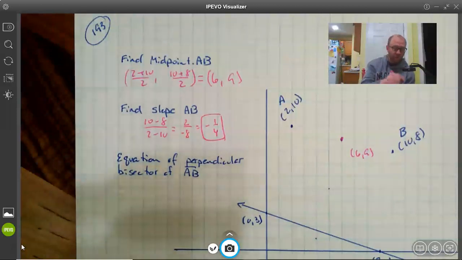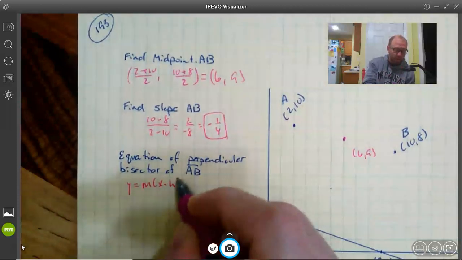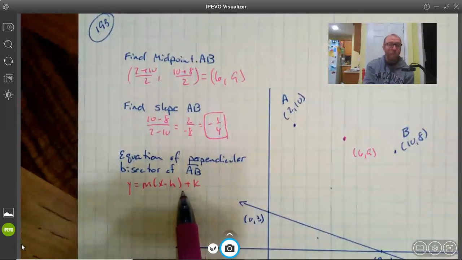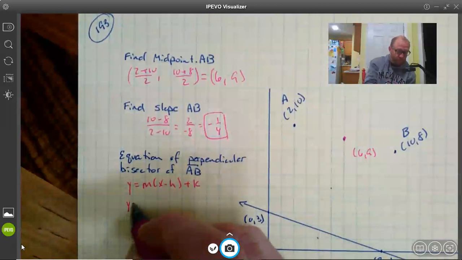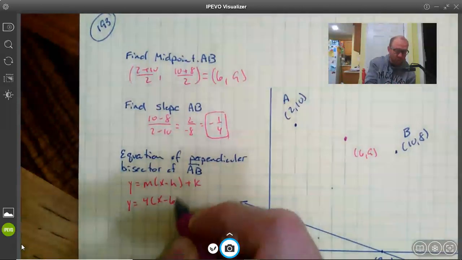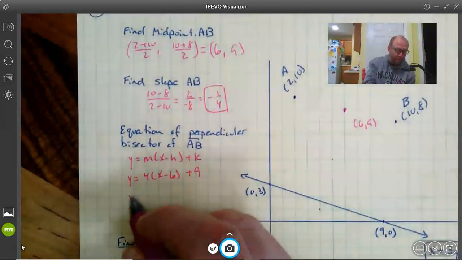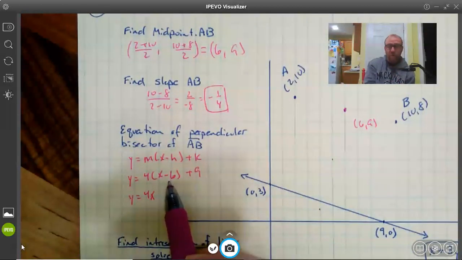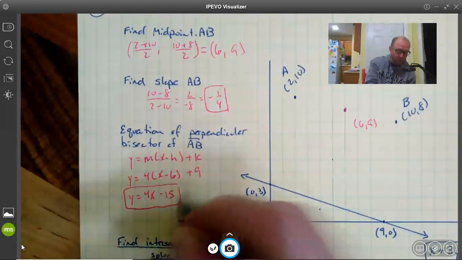So our equation is going to be y equals m times x minus h plus k, where m is the slope and h and k is a point that the line goes through. It could be 6, 9 in this case. So y equals 4 times x minus 6 plus 9, and we'll simplify a little bit here. y equals 4x minus 24 plus 9. 24 minus 9 is 15, so minus 15. So there's our equation of the perpendicular bisector.